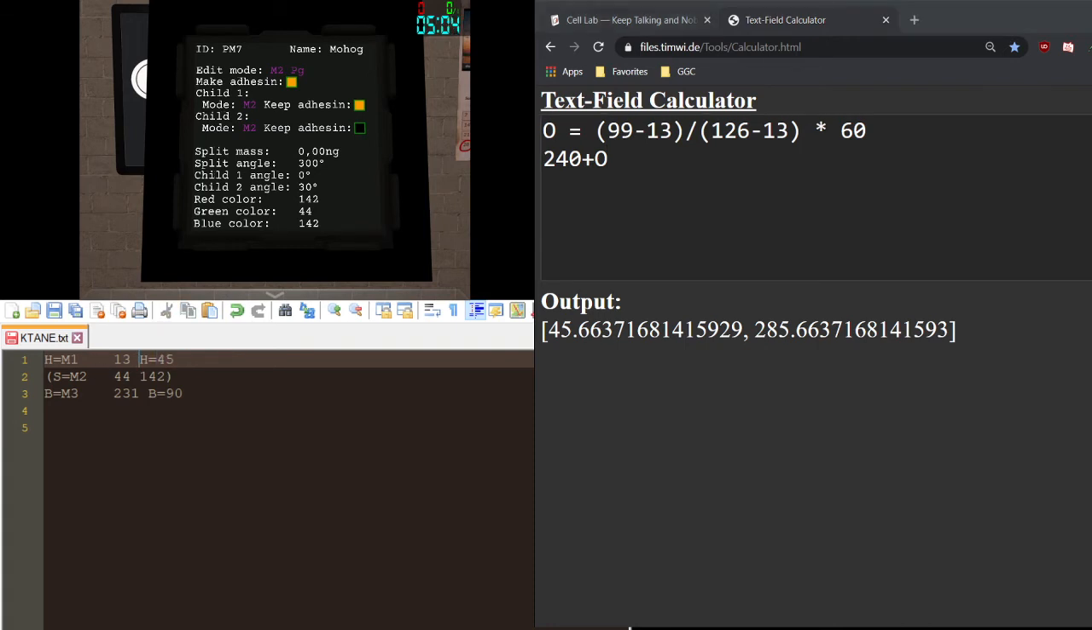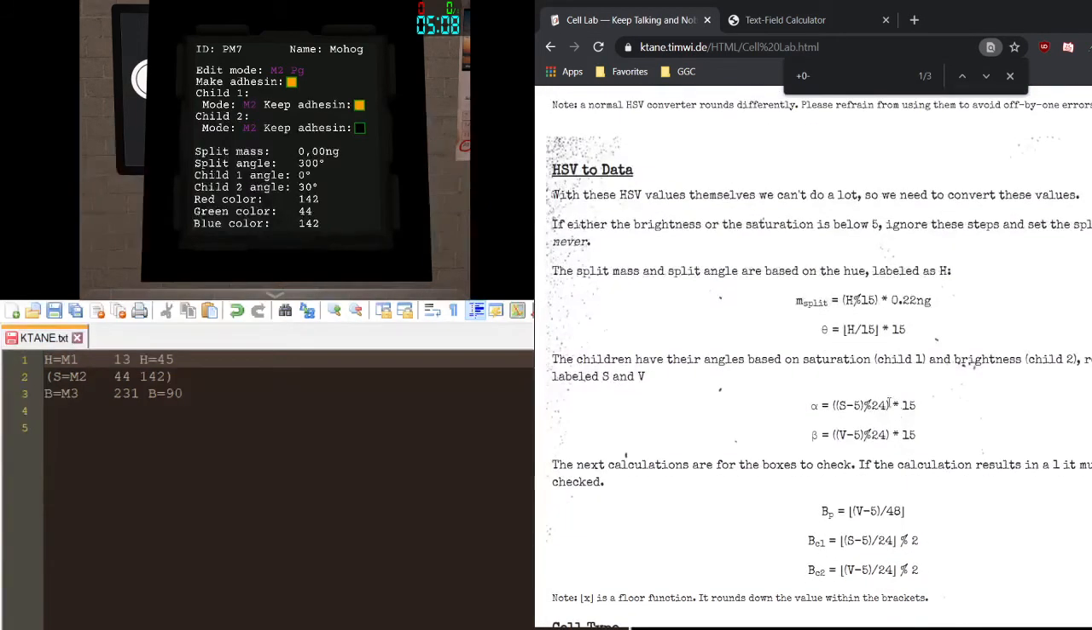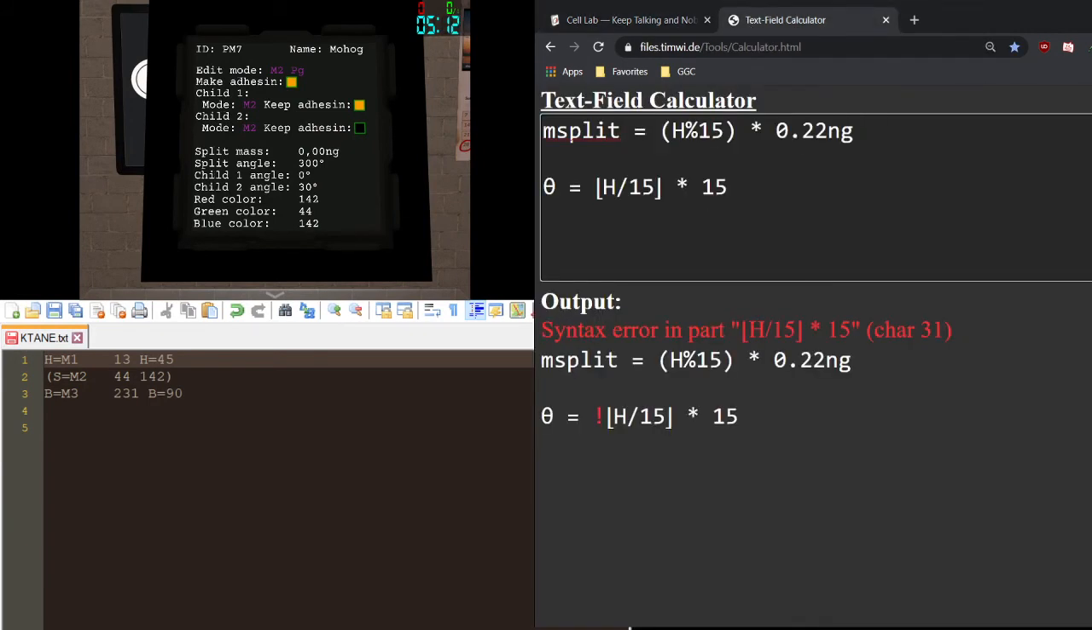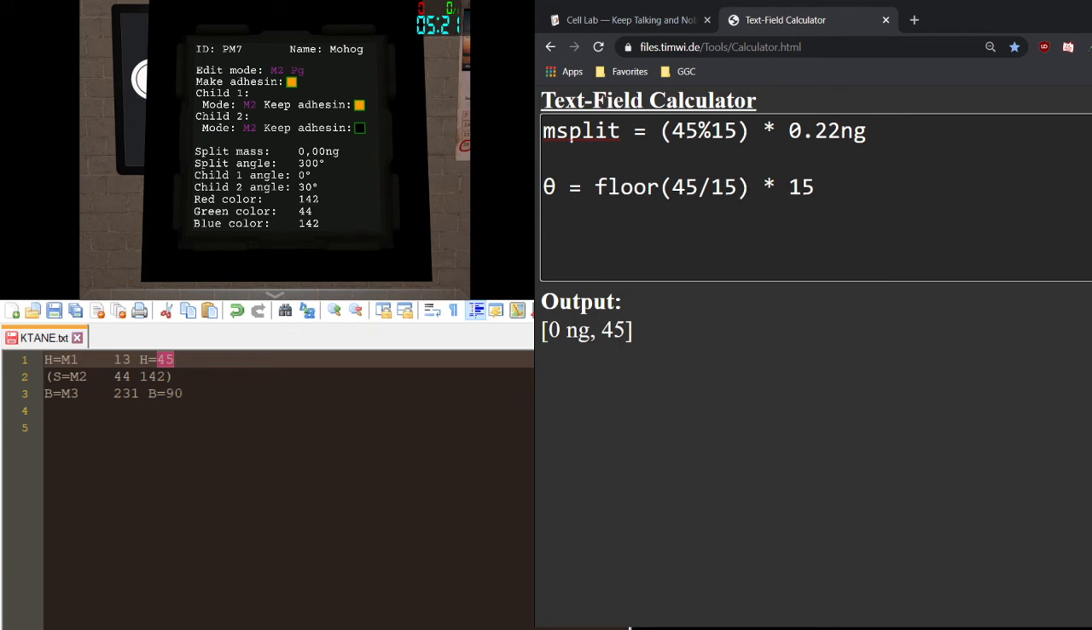Let's do some calculations now. We're ignoring the one that needs saturation. So first off, we get the split mass and the split angle for the one that needs hue, which is this one. We plug in 45 for hue, we convert this to a floor, and we get the values of 0 and 45. Now let's go to M3.